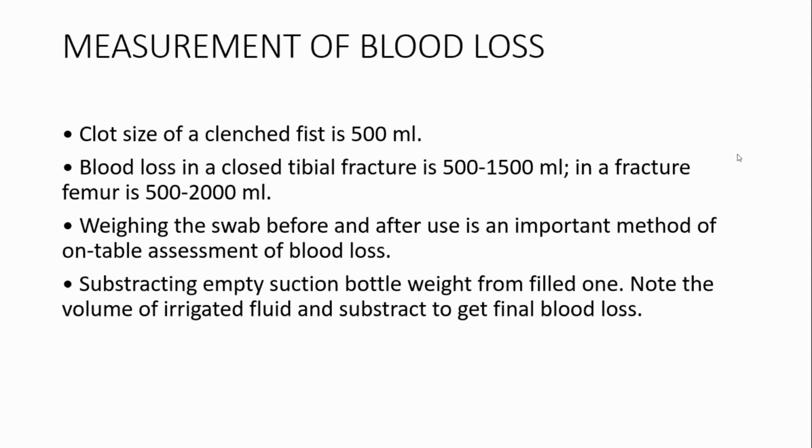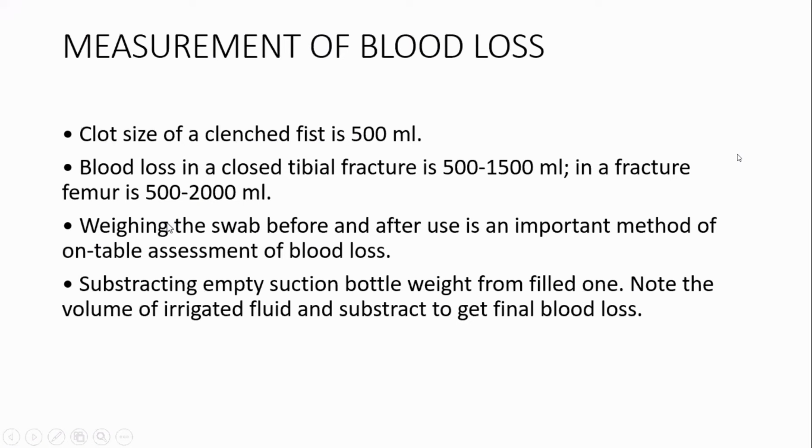So, what are the methods to measure the blood loss? For example, in the surgical part, we need to know how much blood is lost during surgery, and we need to act accordingly. We have some parameters so that we can have a rough estimate of blood loss. For example, there is clot size. A fist-sized blood clot is likely 500 ml. In a tibial fracture, likely 500 to 1500 ml of blood loss. In a femur fracture, about 1500 ml of blood loss.